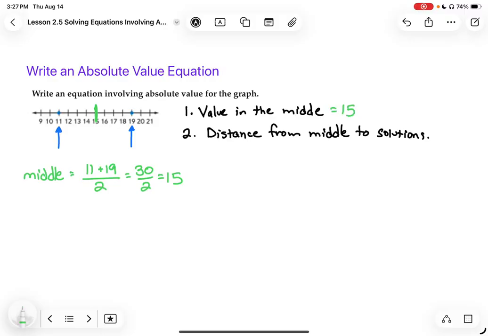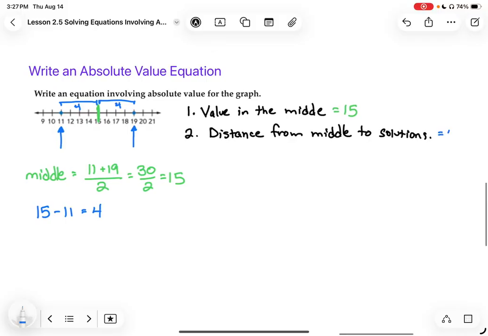Now, how far is it from the middle to the solutions? So we take the middle and we minus one of the solutions and we get 4. So from the middle to the solution is a distance of 4, and of course from 15 to 19, also 4. Okay, so the distance from the middle to the solution is 4, and that's all the information that we need to write the equation. Once you know these two values, you can write the equation.